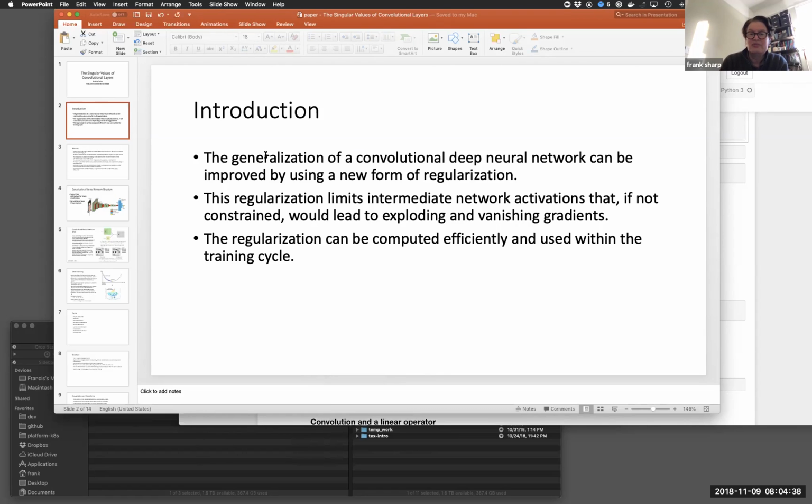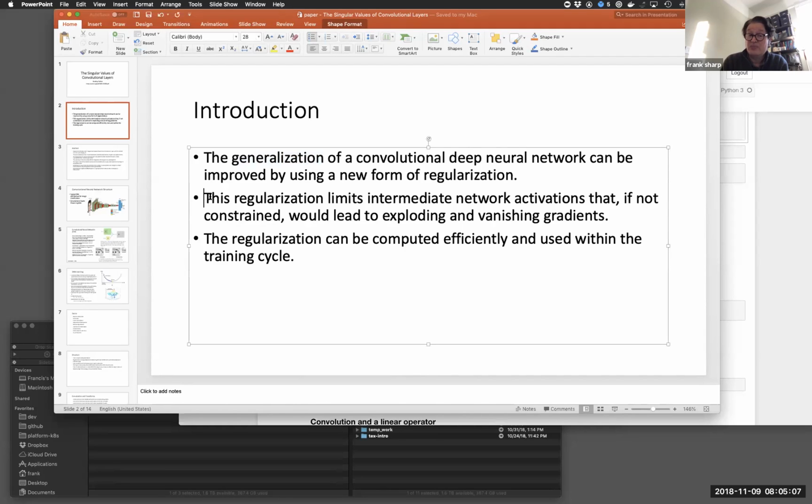So generalization is the ability of a network to perform well on unseen data. So it's not enough to just train it on training data and get a good result. We want it to generalize. And so this paper is about regularization.